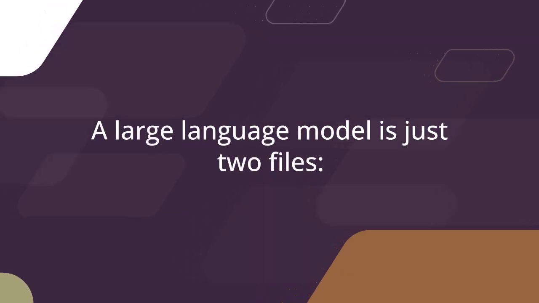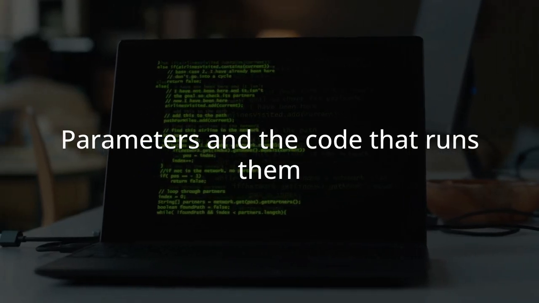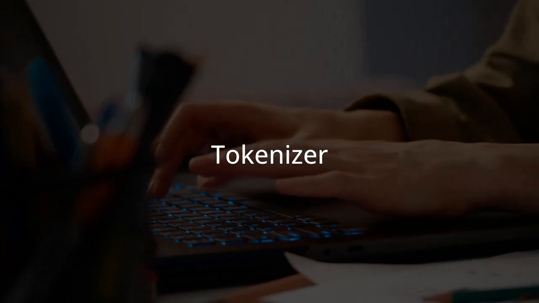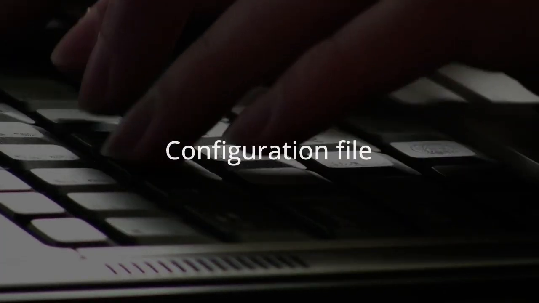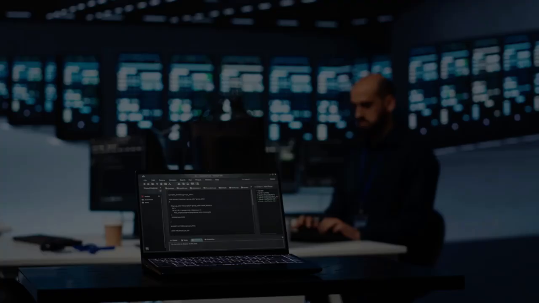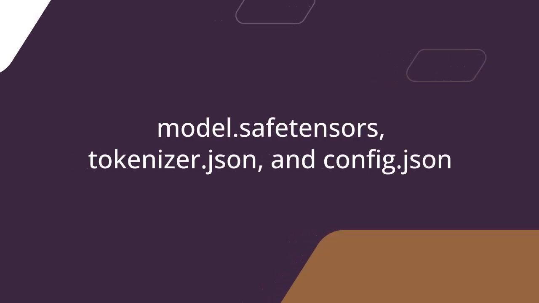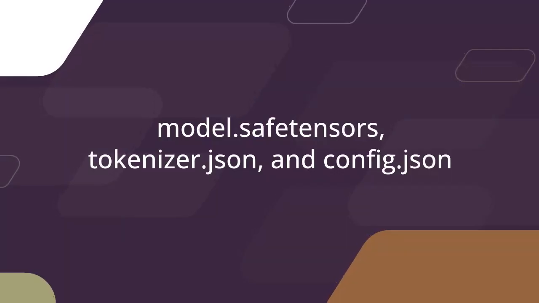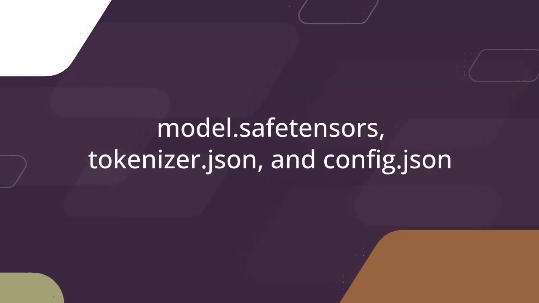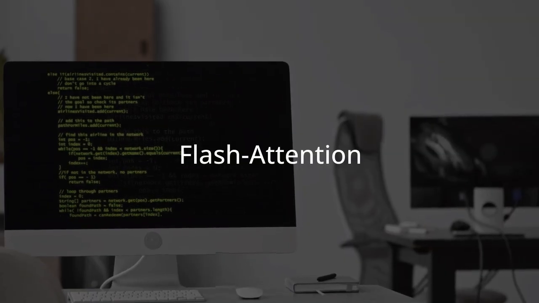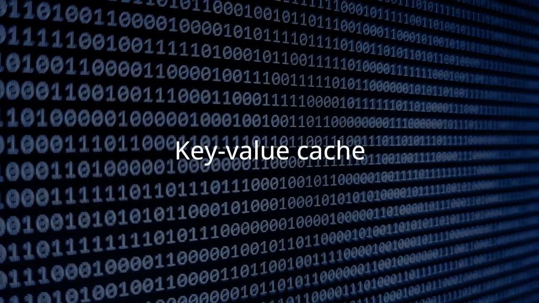You might have heard that a large language model is just two files, parameters and the code that runs them. While this is a helpful mental shortcut, it is not the full story. In reality, you also need a tokenizer to break down text, a configuration file that defines the model's architecture, and optimized kernels for speed. For example, files like model.safetensors, tokenizer.json, and config.json are all essential. Runtime accelerators such as flash attention, key value cache, and CUDA or Metal support are also critical for performance. So to run an LLM efficiently, you need weights, a tokenizer, configuration, and an optimized runtime like llama.cpp or vLLM.